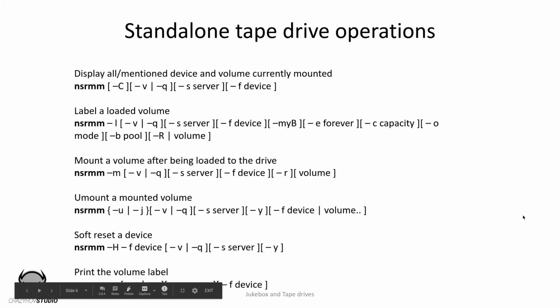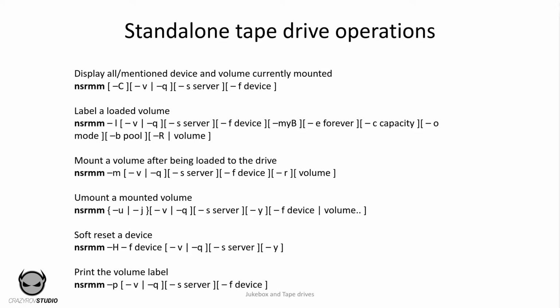The next set of operations that we are talking about are the standalone tape drive operations. To carry out the nsrjb equivalent on a standalone tape drive, we use the command nsrmm. Here are a few operations that you can do on a standalone device using the nsrmm command. If you are new to NetWorker, this command might look overwhelming, but it's all about knowing the switches. Once you start using them regularly, you will get a hang of them. Keep the command reference guide handy.